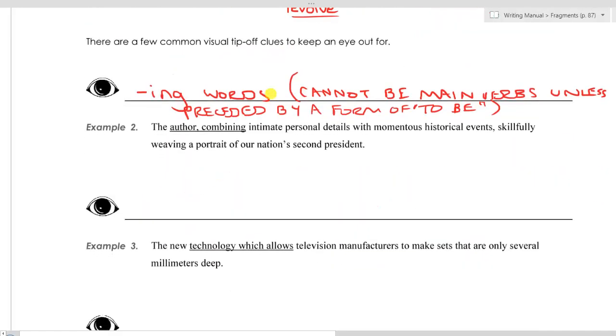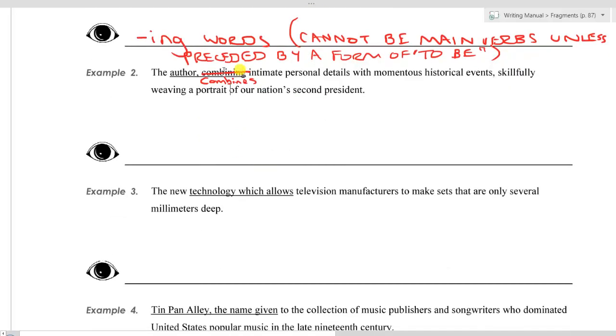What we could do to make this a complete thought is we can just change this combining to combines. We could say combines, combined, has combined. There are any number of tenses that we can put this verb combines in, but we need to get rid of that ing and make a main verb out of it. The author combines intimate personal details with momentous historical events, skillfully weaving a portrait.